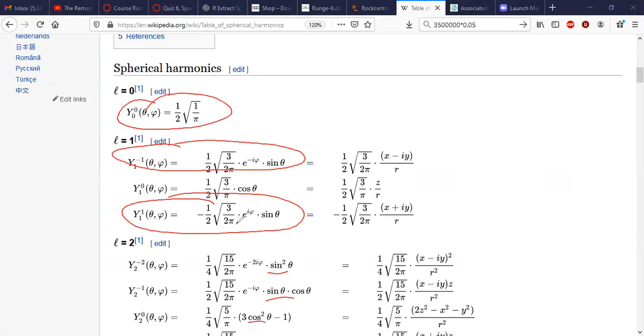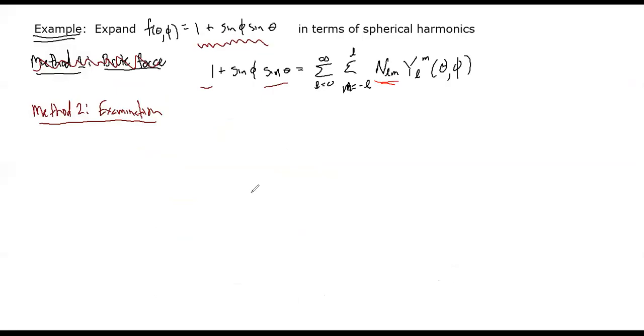So I'm just going to see if I can express it with unknown coefficients in terms of y0,0, y1,-1, and y1,1. And partly because this is the second time through, but partly because legitimately this is much easier. This is a nicer way of doing it. So 1 is the constant term. So that's got to be some constant times y0,0.